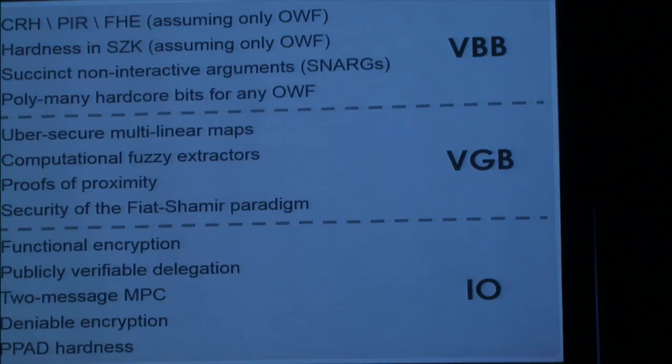People are coming up with new applications all the time, or showing that some of the existing applications could actually be achieved based on even weaker notions of security. So maybe taking an application that's only been known based on VBB and showing that it's actually possible based on I/O. Actually, when we started this, most applications were only known based on VBB. There are still some very interesting things that we simply don't know how to do based on I/O or VGB, so there are definitely some open questions here. Any questions about this?